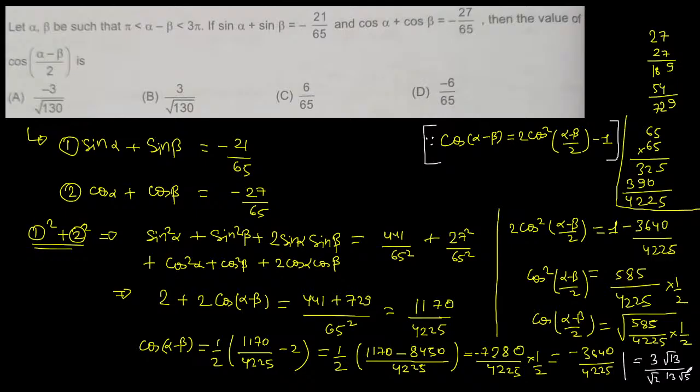Normally alpha minus beta is between pi to 3 pi. So alpha minus beta by 2 is between pi by 2 to 3 pi by 2. So pi by 2 to 3 pi by 2 is second quadrant or third quadrant. In both the quadrants cos is negative, so it will come out negative. So option A is the answer.